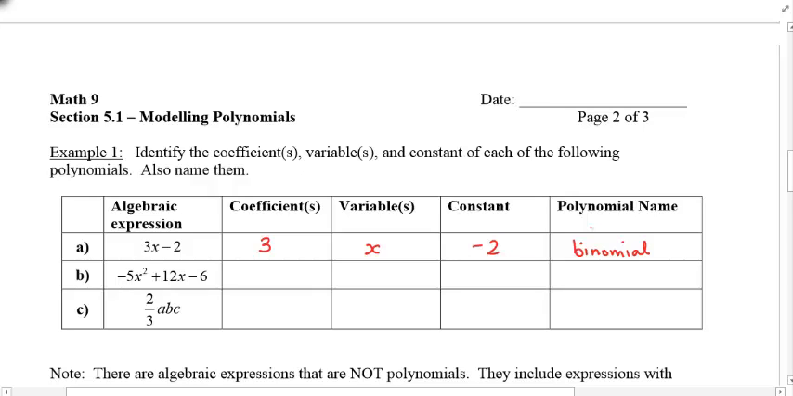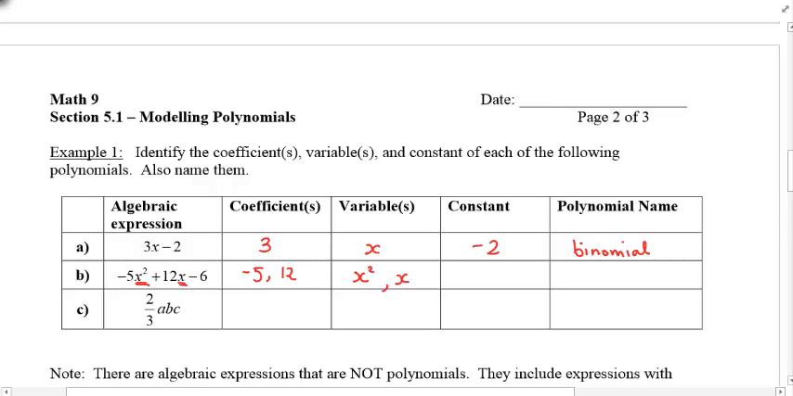All right, can you try the next one? So, the coefficients. Actually, maybe I'll do that with you too. Okay, I'll just do one. The coefficient in this case, I see there's an x there, so the number in front is a 12. But I also see an x squared, so the number in front of that is -5. Both of these now are coefficients. And so what are our variables? Yes, if you said x, correct, but then the x squared is also another variable.